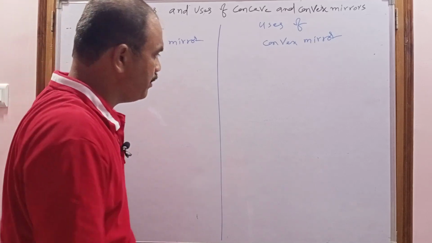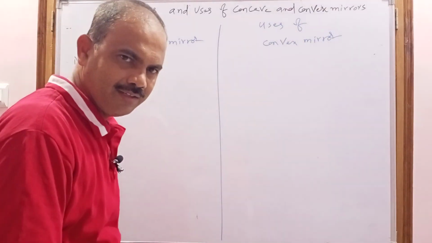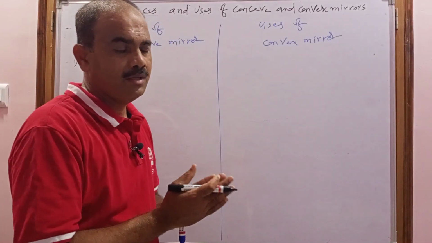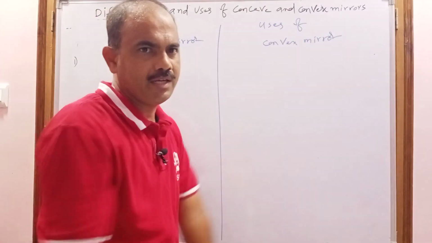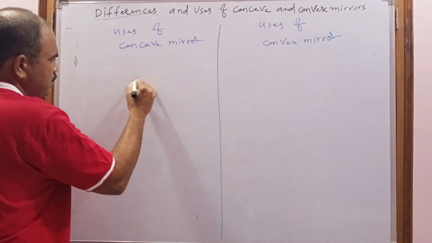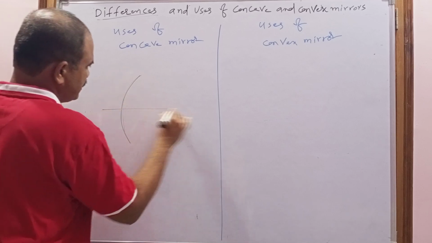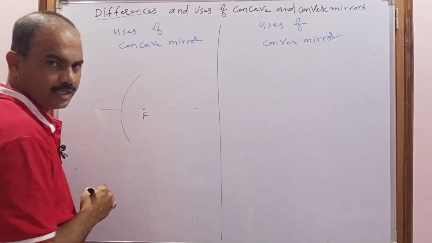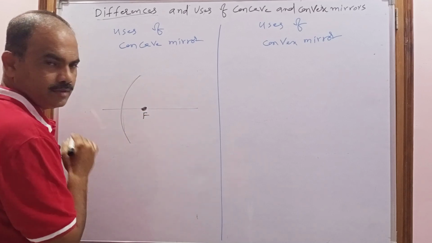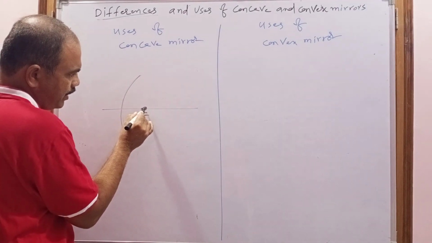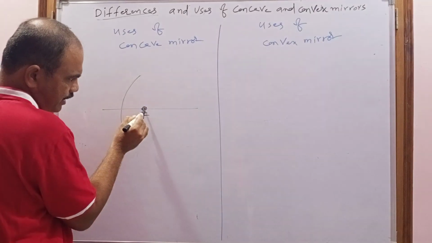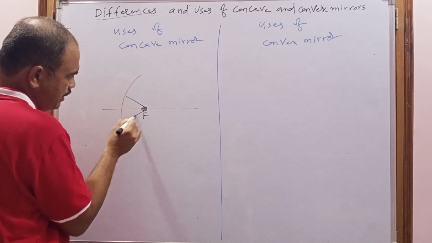The first one: the concave mirror can be used in torchlights, searchlights, headlights of vehicles. For which purpose? To produce a parallel beam of light. And which principle is involved? When the object is at its focus. For example, here when a light is kept, what happened? The object is placed at the focus, so the light coming from the object is incident on the concave mirror.